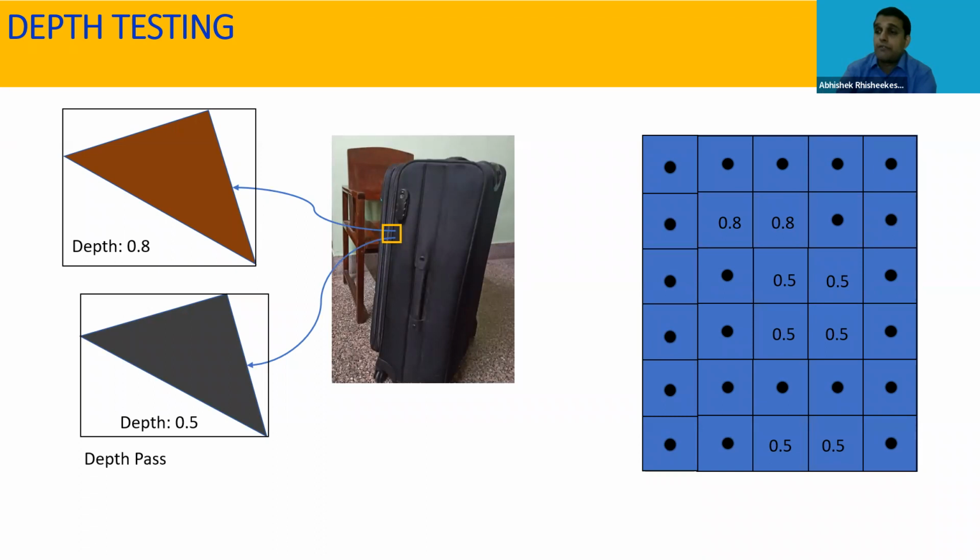And here comes a triangle from the trolley bag, which overlaps with the previous triangle from the chair towards the middle of the scene. Note that the depth of the trolley triangle is 0.5 and less than the 0.8 depth of the chair triangle. So it passes the depth test, and mapping locations in the depth buffer are overwritten with its depth value of 0.5.